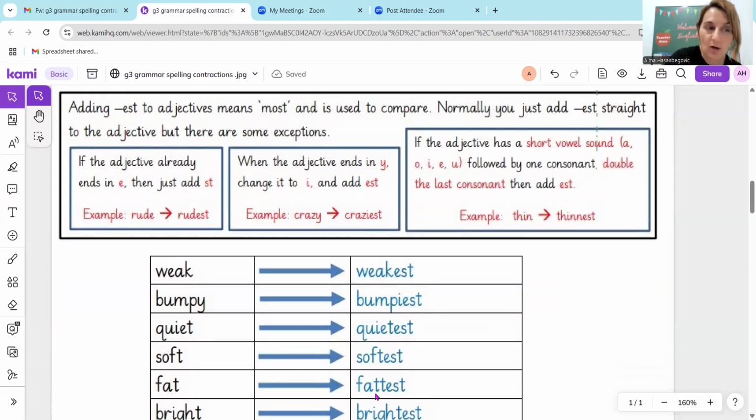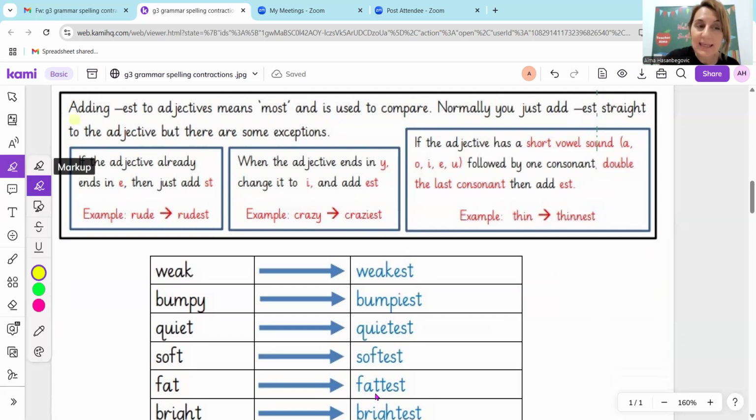And now we are going to talk about a rule, adding est. When we add an est to adjectives, that means most and is used to compare. Now, when we compare something, right, then we are talking about the things, are they the same or are they different? How are they the same or how are they different? Normally, you just add est straight to the adjectives, but there are some exceptions. Boys and girls, there are a lot of rules in English that have some exceptions, right?